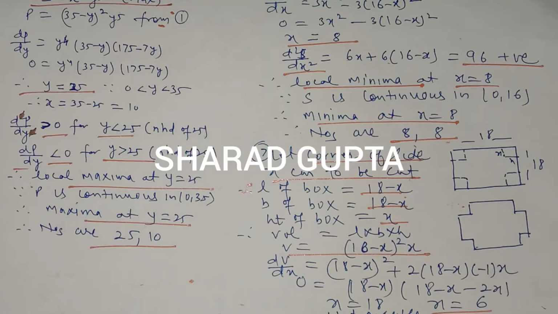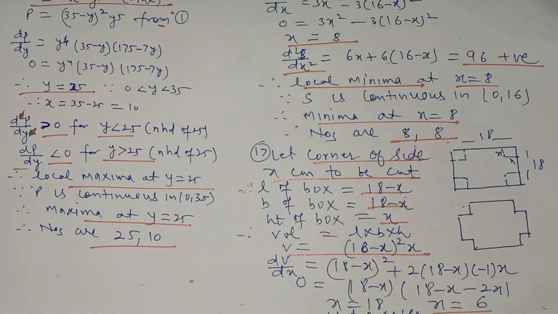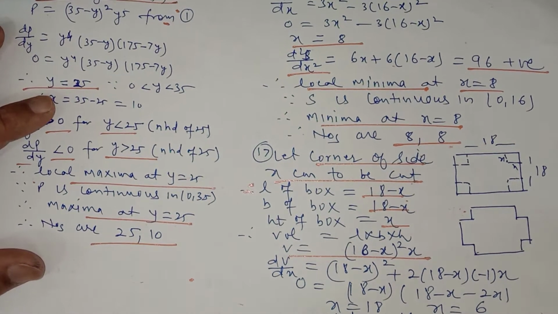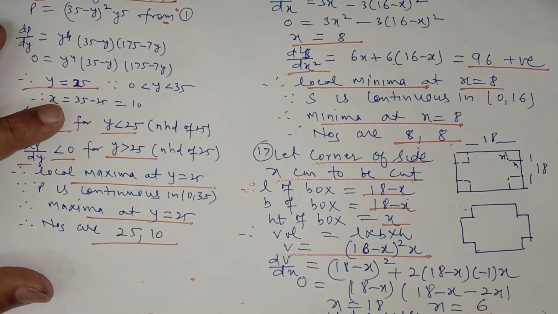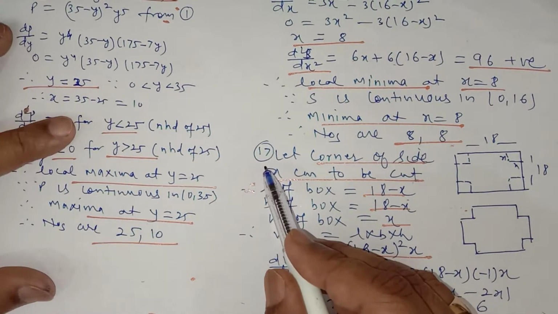This is lecture number 15 for the chapter Maxima and Minima, and we're discussing Exercise 6.5. We have started the word problems of this exercise. We are starting with question number 17.